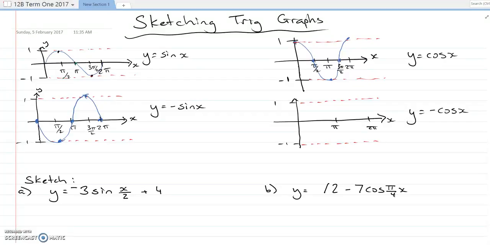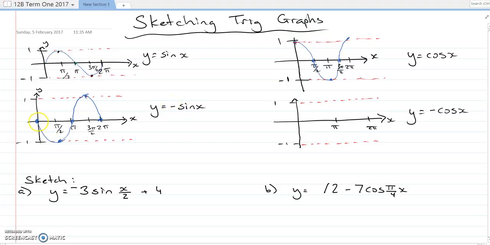Okay, a couple more sketching trig graphs. This time we'll look at where we have a negative, what the negative does in front of the sine graph and a cos graph. So just looking at this first graph, this is just a normal y equals sine x curve. If we then made it negative, it flips it upside down.